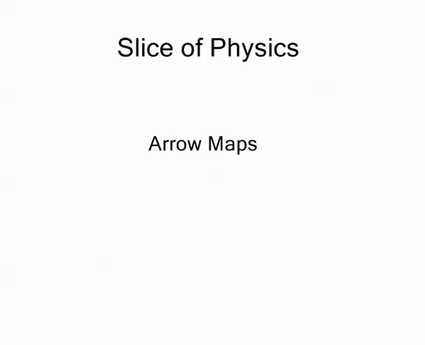This time I'm going to talk about arrow maps, which are a different kind of map that will also be useful in this course. So just as a number map is a map where we draw a number at each point in space, likewise an arrow map is just a map where we draw an arrow at each point in space. So let's consider an example.